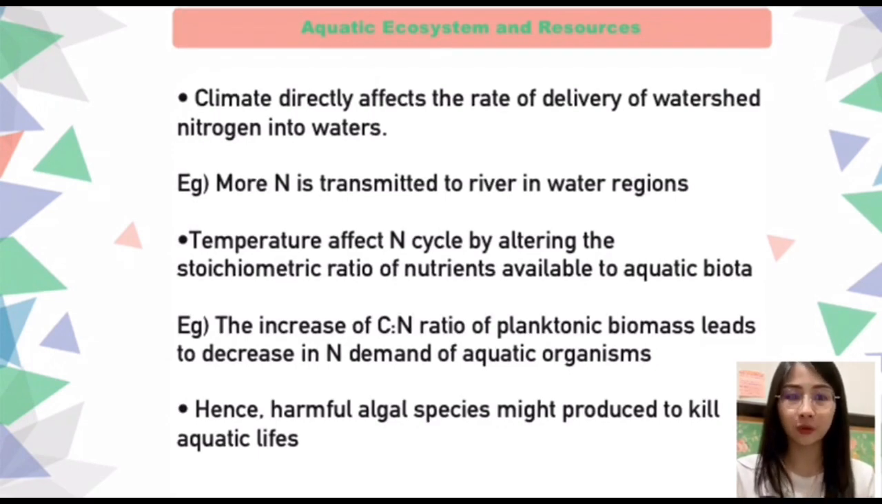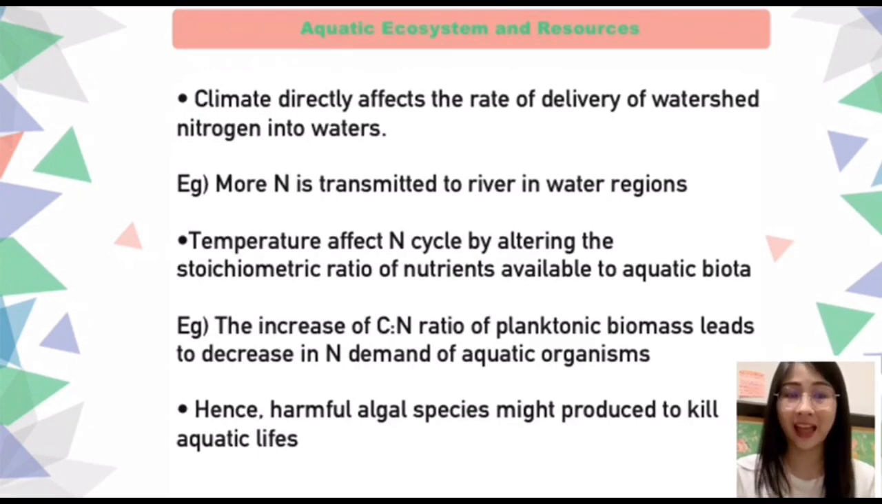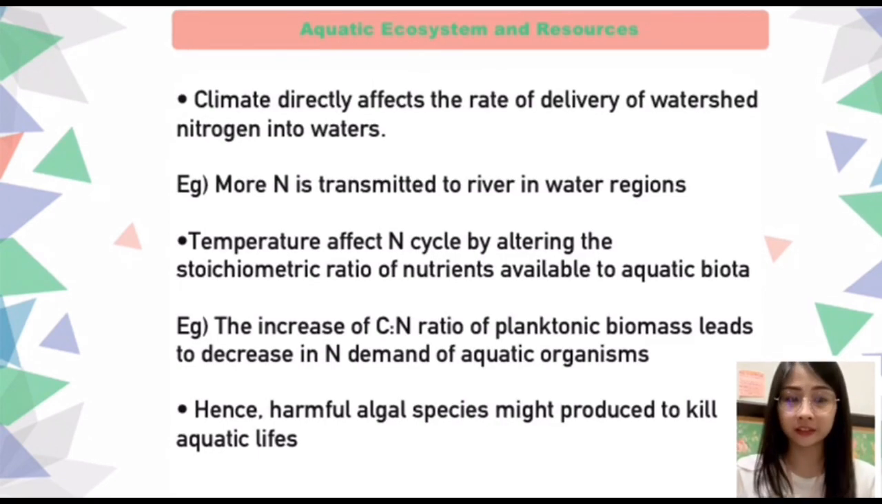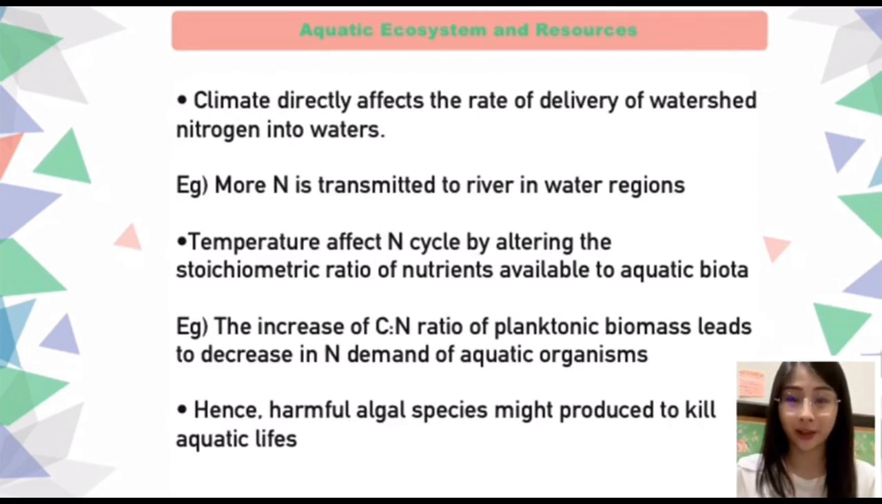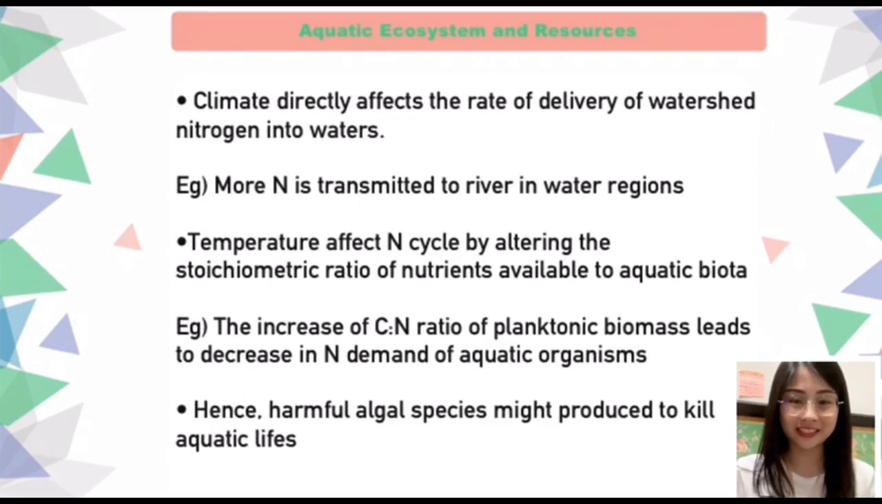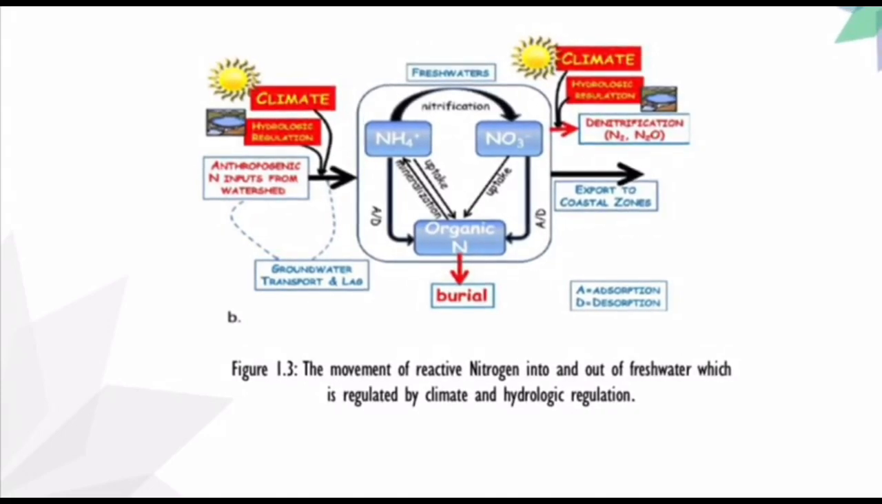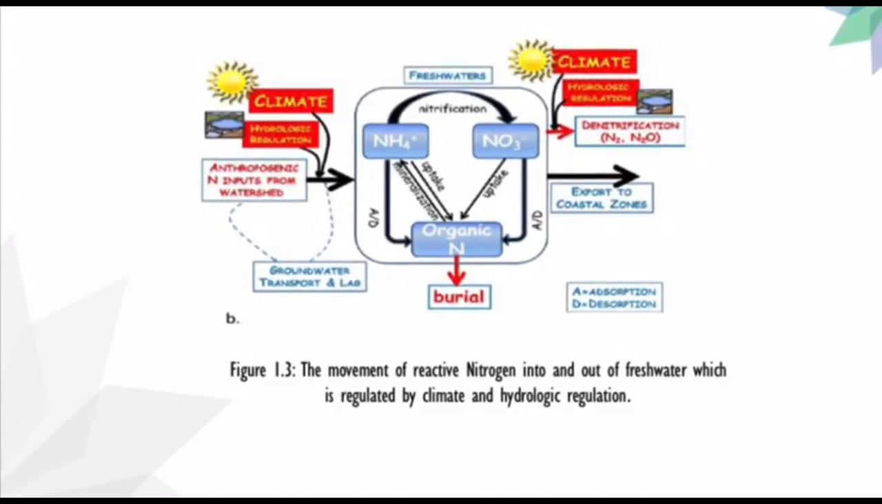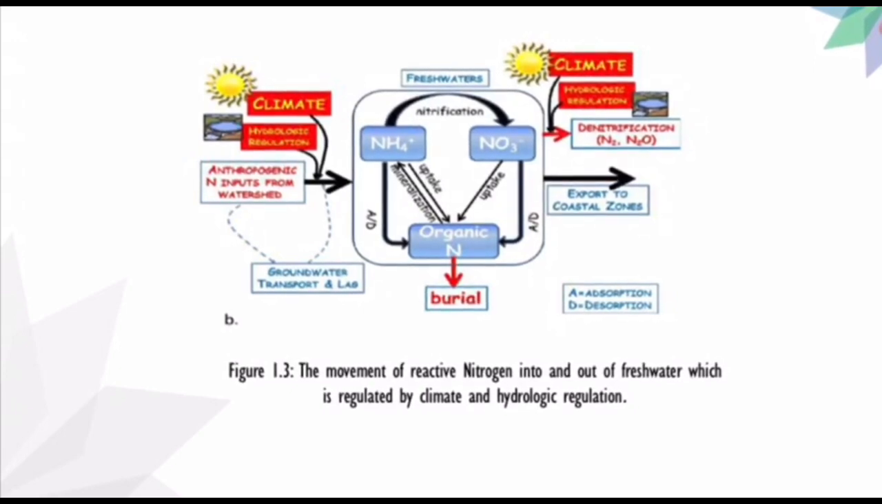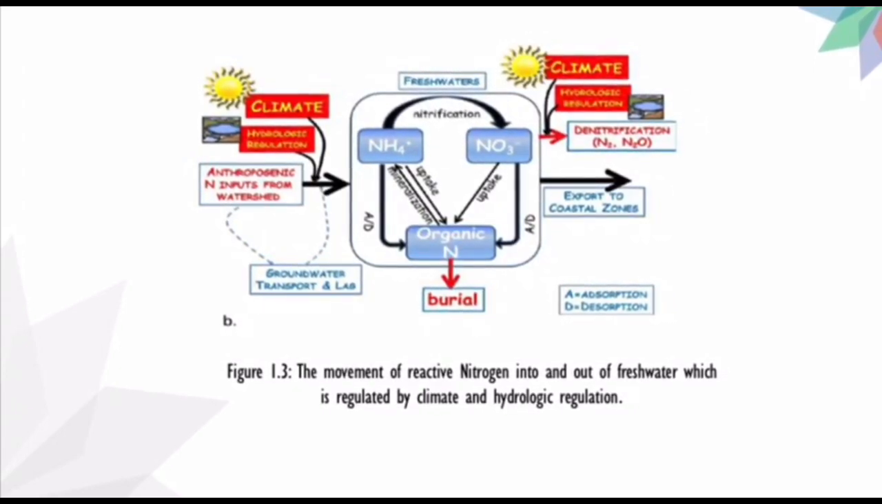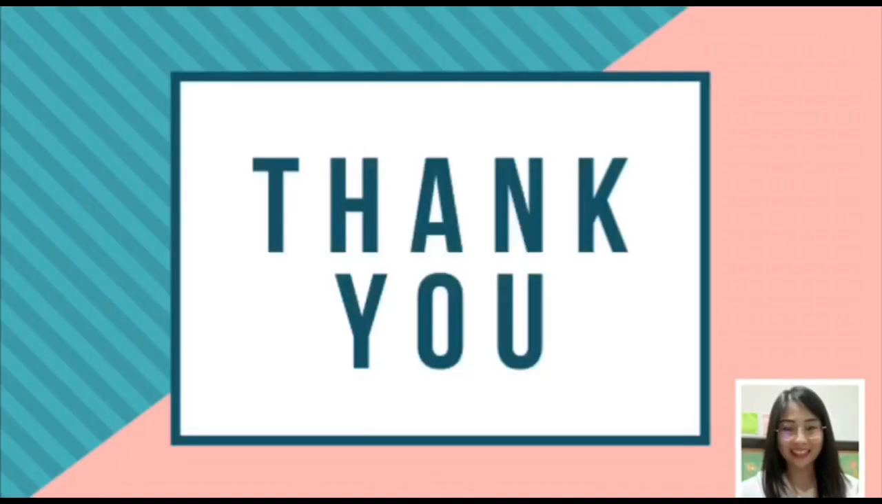Temperature is likely to affect the nitrogen cycle by altering the stoichiometric ratio of nutrients available to biota in aquatic ecosystems. For example, an increase in the carbon to nitrogen ratio of planktonic biomass could lead to a decrease in the nitrogen demand of planktonic organisms. Thus, this may lead to harmful production of algae species that might kill aquatic life. This figure represents the movement of reactive nitrogen into and out of fresh water, which is regulated by climate and hydrological regulations. Thank you, and that's all for me.